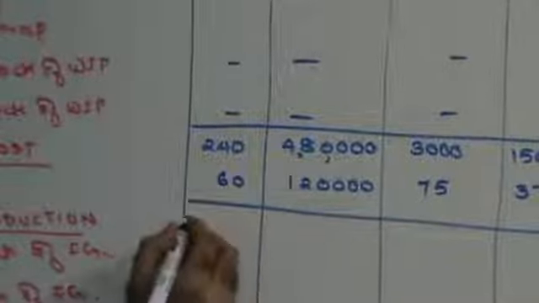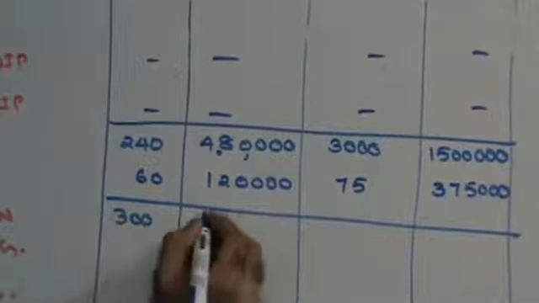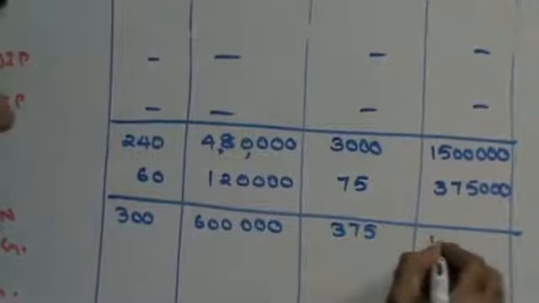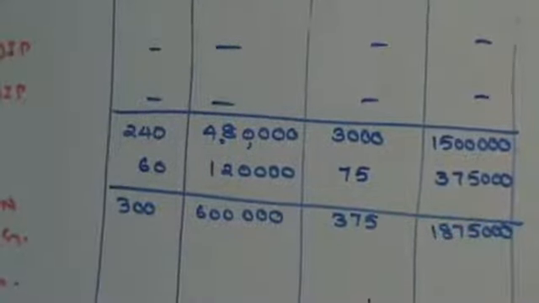Fine. Now, when you add this, this is going to be 300. This is 4,85,000, 6 lakhs. This is 3,75,000, and this is 18,75,000. Now comes the tricky part.